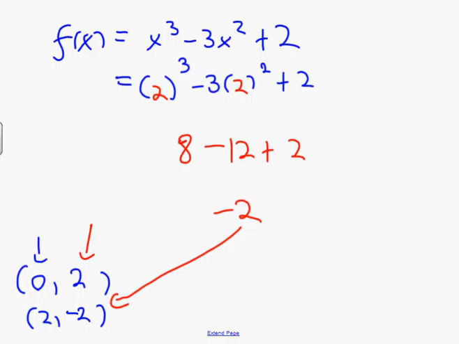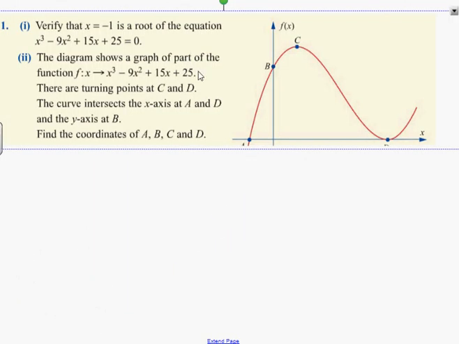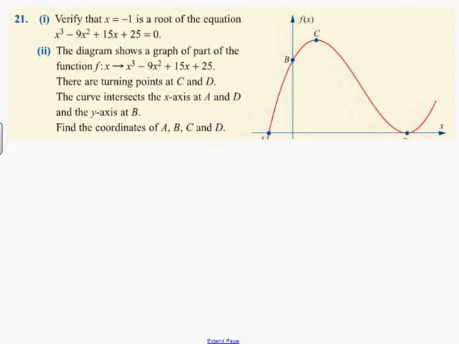Okay. Now, question 21. Verify that x equals minus 1 is a root of the following equation. What does a root mean, guys? Okay. Not that. That's what it could mean, but it's not that.